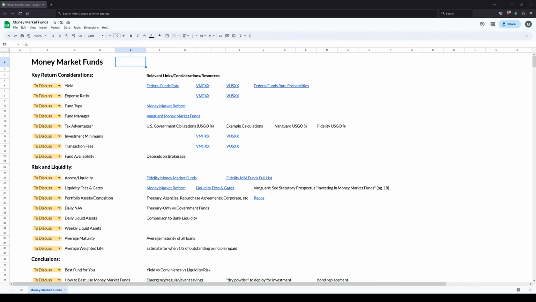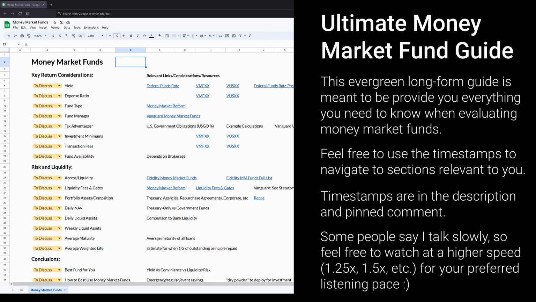This is the ultimate guide to money market funds. By the end of this video, you'll be an expert on money market funds and will not only be able to evaluate the best money market fund for you, but also will look smart when you can explain all of these concepts to your friends, family, and coworkers.